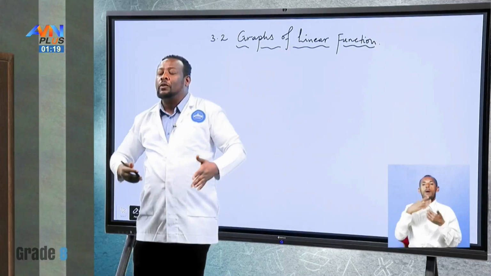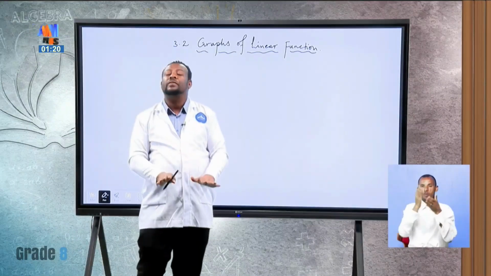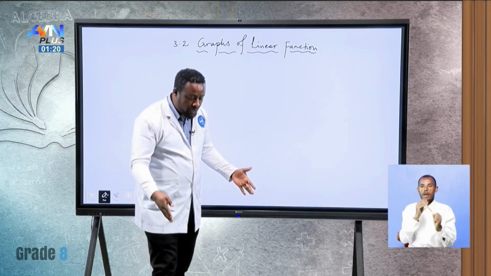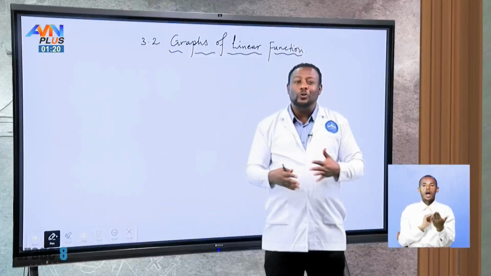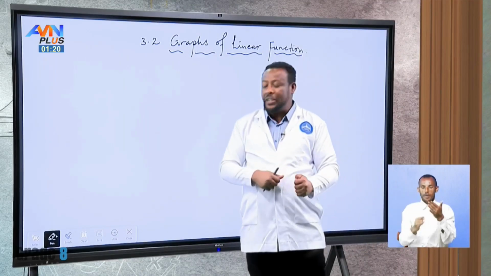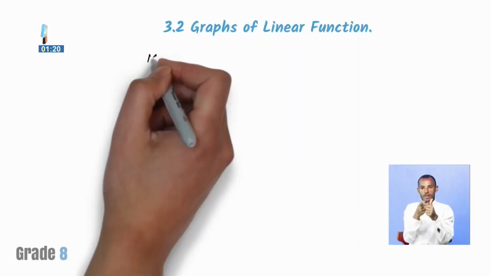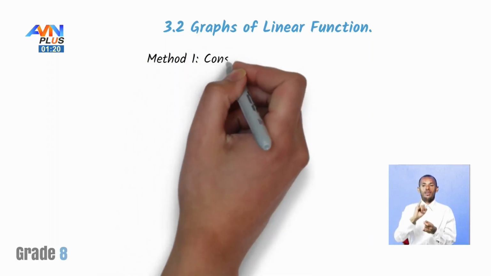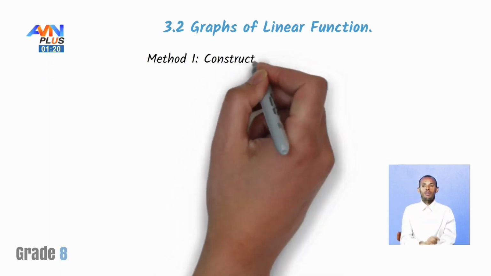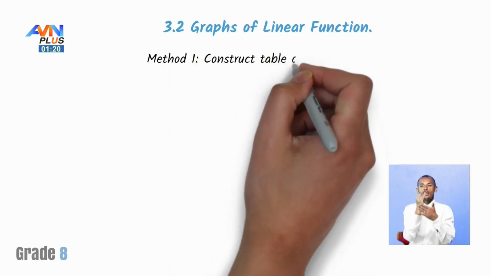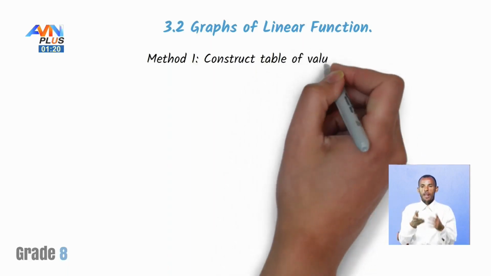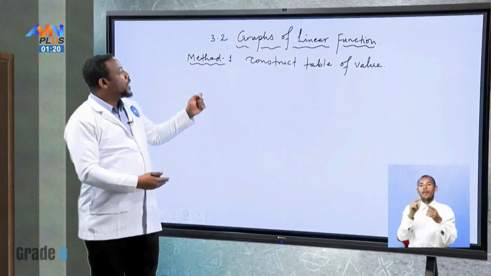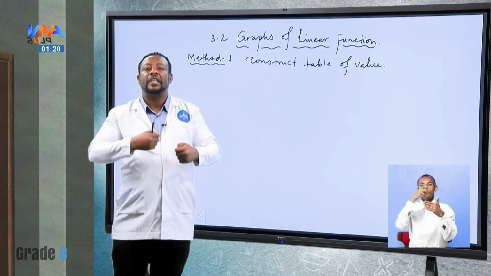You have learned about solving graphs of a linear equation in your previous grade level. Here, we will see how the graph of a linear function can be sketched, okay? So in this lesson, I will show you the two methods of sketching the graph of a linear function. Method one is using points, okay? Construct a table of values. The first method that we use to sketch the graph of a linear function is to construct a table of values.